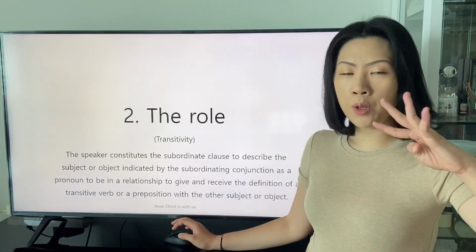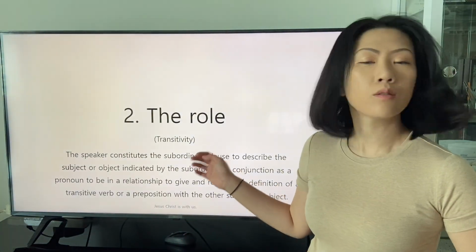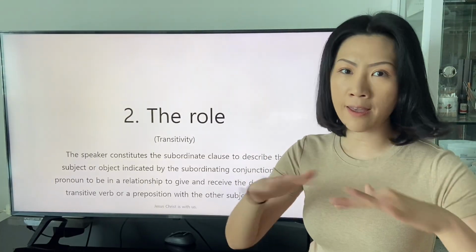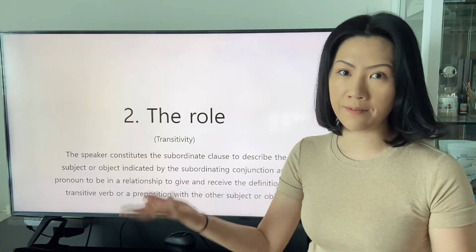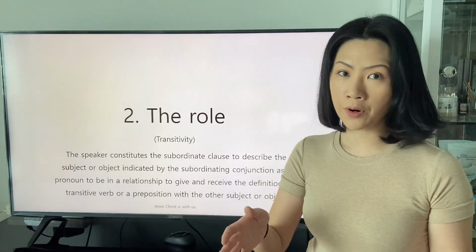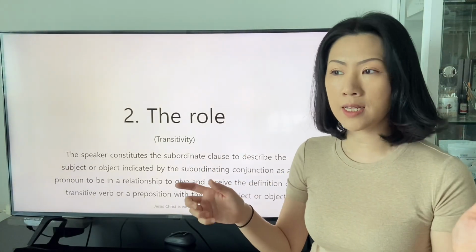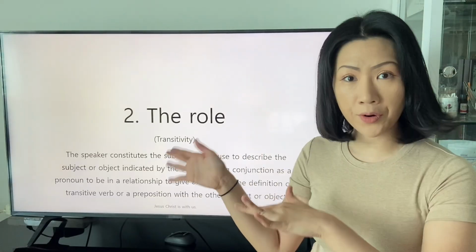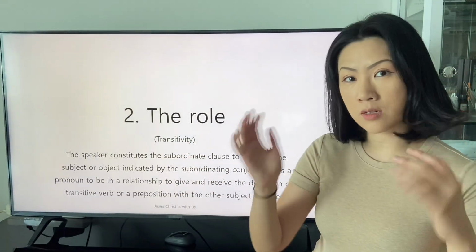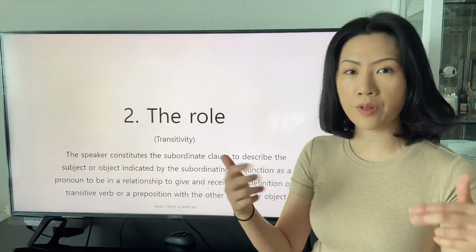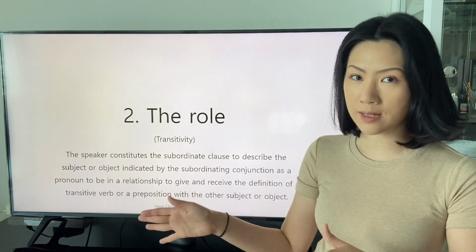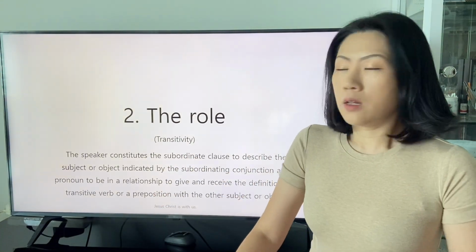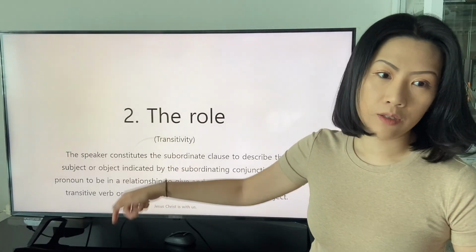The fourth role of a verb is to reveal the transitivity, but not every verb has the transitivity. The verb that has the transitivity is called the transitive verb. The verb that does not have the transitivity is called the intransitive verb. Let's read the explanation together.